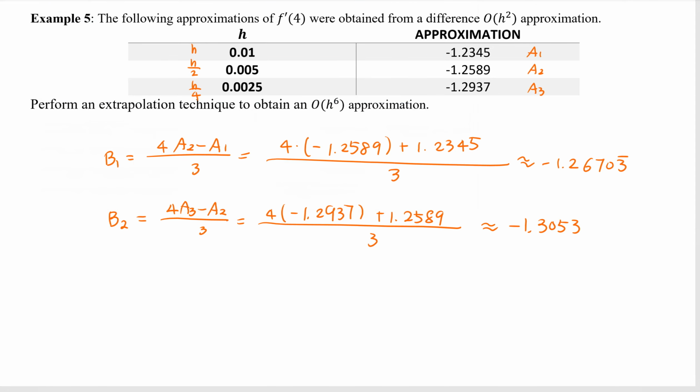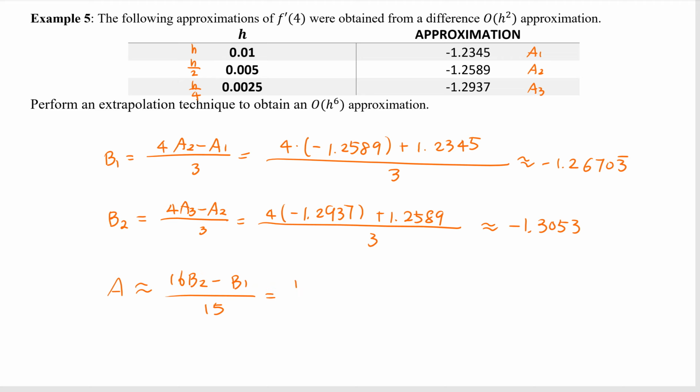Okay, finally, our approximation equals 16B2 minus B1 over 15. Actually, how do I memorize this formula? Think about it. 4 minus 1 is 3, right? 4 minus 1 is 3, and 16 minus 1 is 15. This is how I memorize it. And you always put the approximation with a smaller step size in front and use it to subtract the approximation with a bigger step size. Okay? So this is how I memorize it.